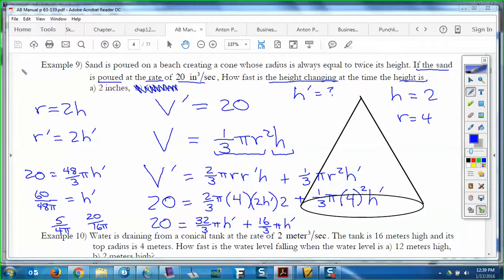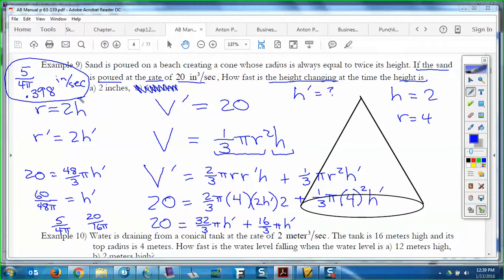So 5 over 4 pi, what is that as a decimal? I'm just curious. Well, somebody on your calculator divide it. Would you? And what would the units be on this? 0.39, 398? And that's what, inches per second? Because this is height. This is height, h, right? 0.398.